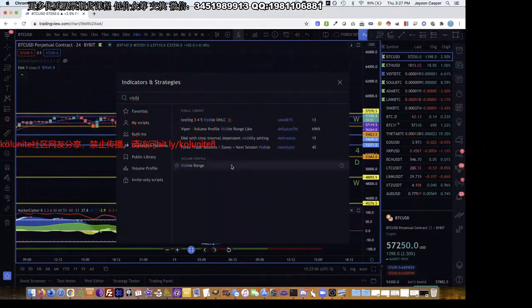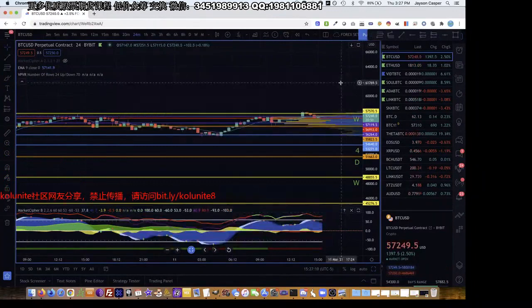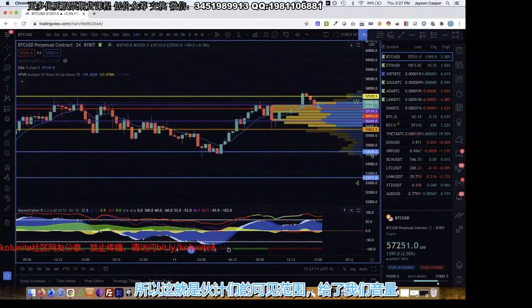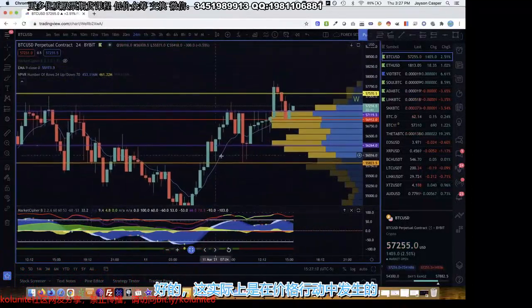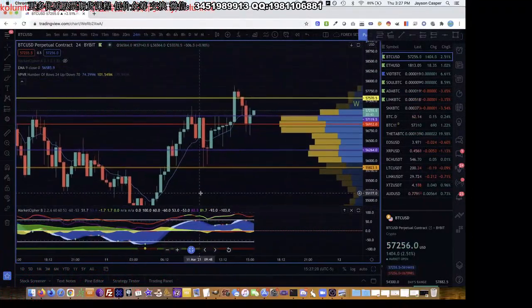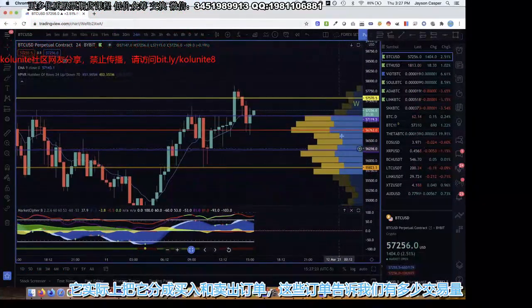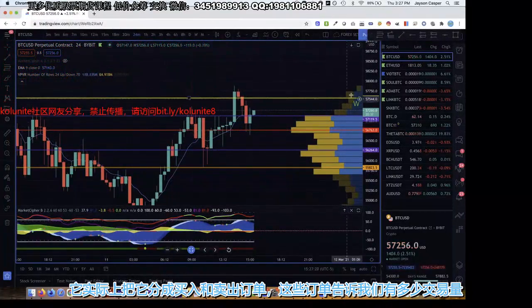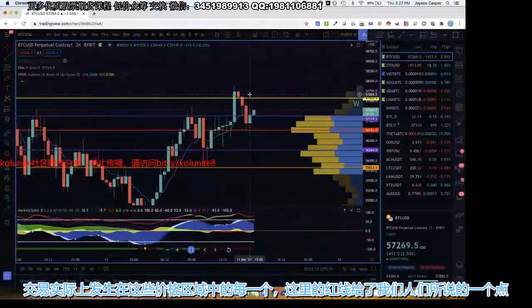Here we go. So what visible range is doing, guys, is giving us the volume that actually is taking place at the price action. It's telling us how many buy and sell orders. It's dividing it up into buy and sell orders that were placed, and telling us how much volume of trading actually happened at each one of these price areas.